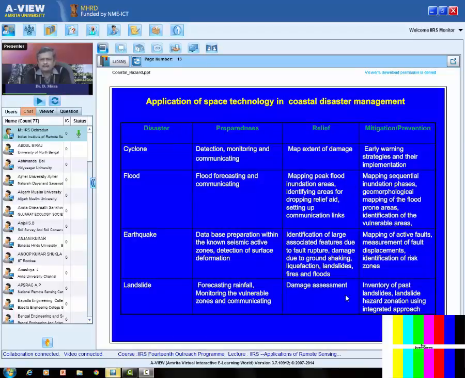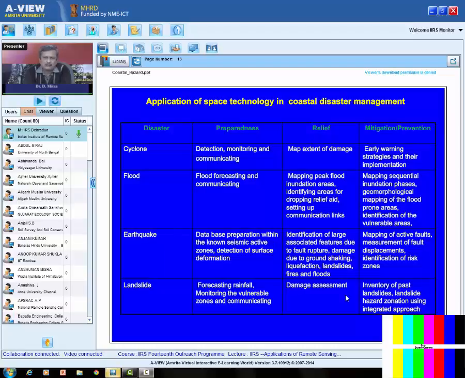And in various kinds of coastal disaster management, there is a role for space technology. If I talk about the cyclone, as I told you, in all the disaster management cycle, satellite data has a role, space technology has a role to play in the preparedness, relief, mitigation and prevention stages.